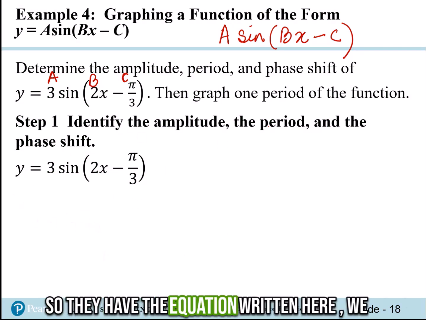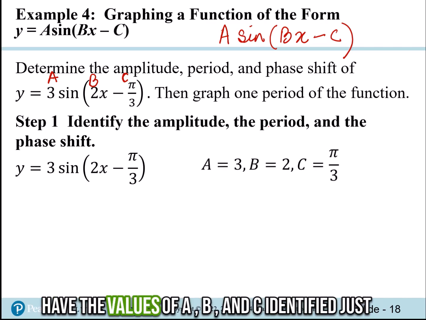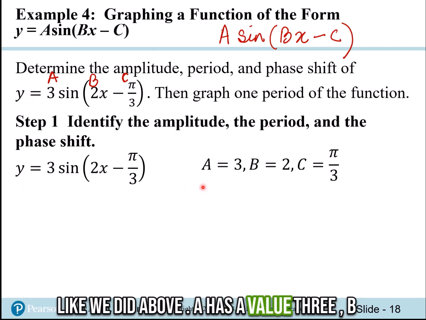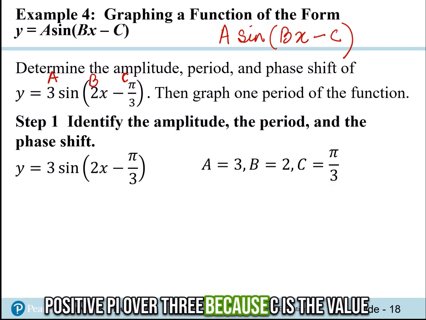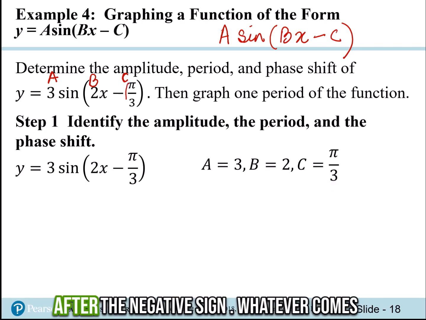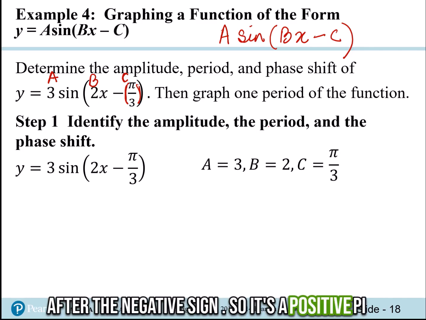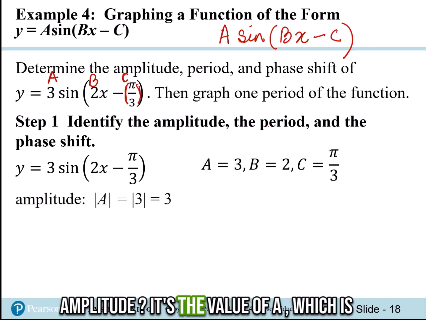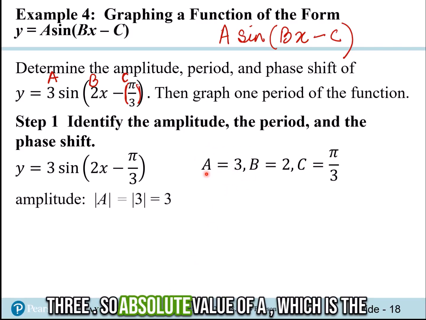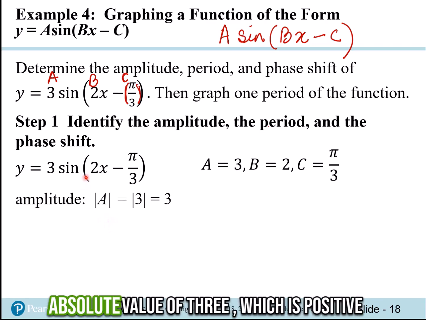So they have the equation written here. We have the values of A, B, and C identified just like we did above. A has a value 3, B equals 2, and C equals pi over 3. It's a positive pi over 3 because C is the value after the negative sign, whatever comes after the negative sign. So it's a positive pi over 3. What is going to be the amplitude is the value of A, which is 3. So the absolute value of A, which is the absolute value of 3, which is positive 3.